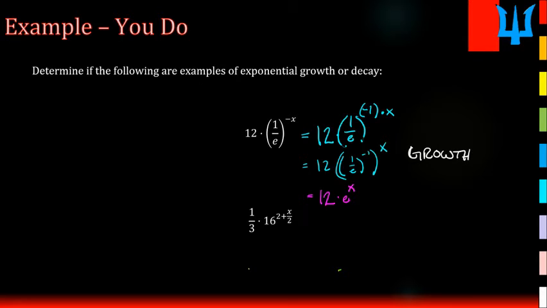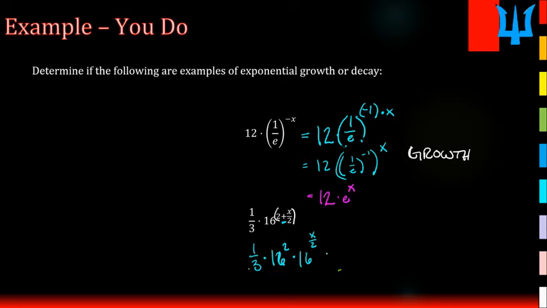For this next one, we have 1/3 times 16 to the power of, and it's kind of hard to tell, but it's to the power of 2 plus x over 2. So it's all one big exponent. So I'm going to start by separating out my exponent. Because I'm adding here, that means that I can rewrite this using our product of powers rule. So 1/3 times 16 squared times 16 to the x over 2.